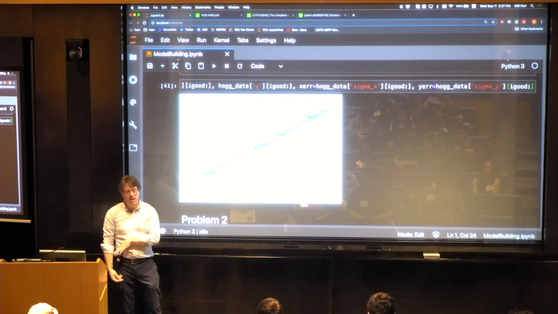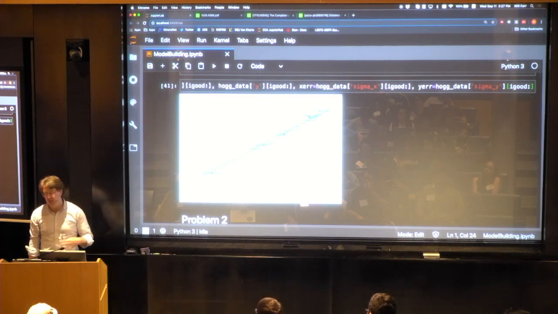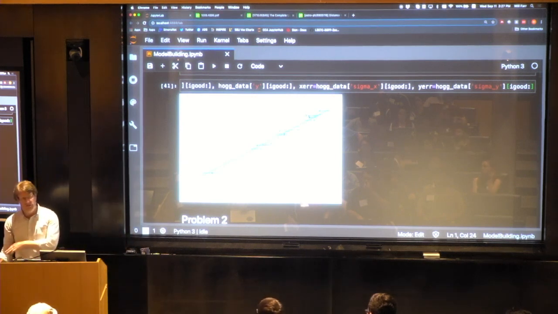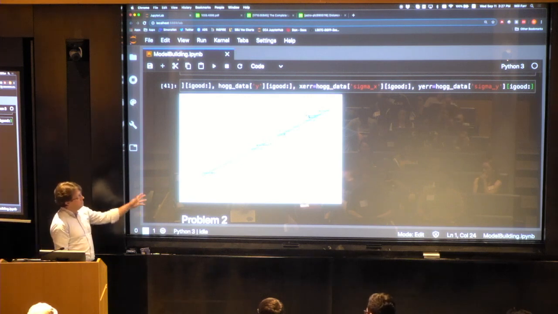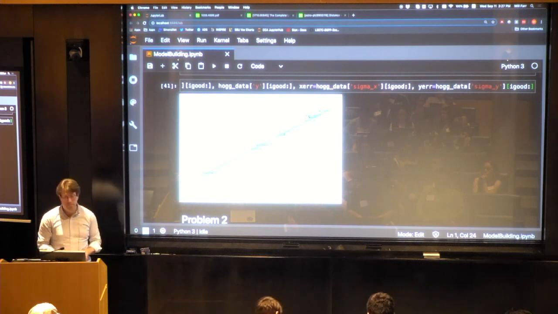Okay, how many people tried this solution? Probably most people. I saw a lot of people who were trying to fit it with intrinsic scatter, and there were some problems that came up with that we could talk about offline, having to do with rescaling variables and so on. This is a simpler way to do it, and in fact, for this data set, is totally adequate.